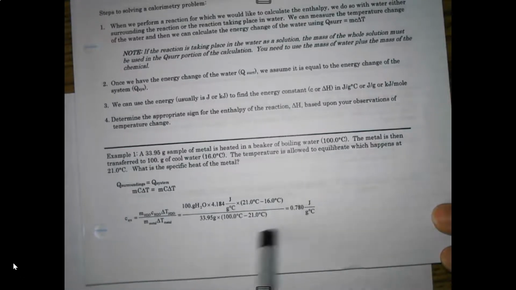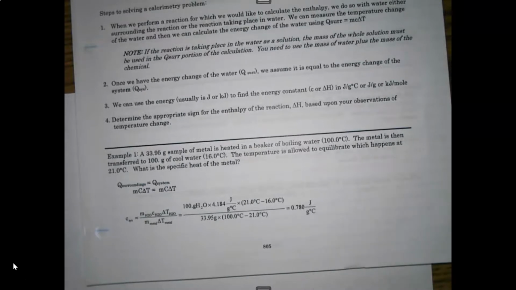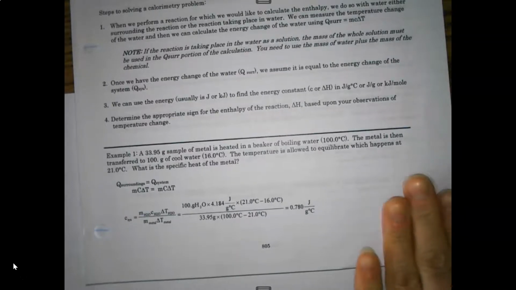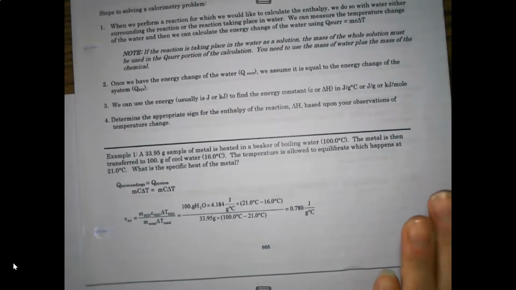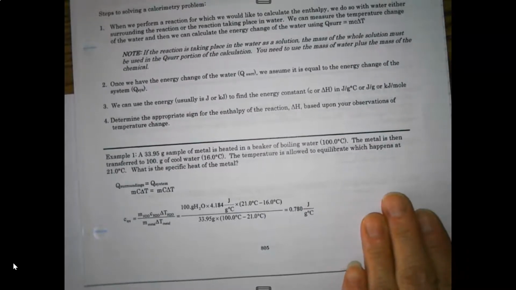Okay, so if I solve that problem, I get the specific heat of the metal is 0.780 joules per gram degree Celsius. So I can go on and use that number to help identify the metal if I need to. Hint, hint, there's an activity that you're going to do in the not too distant future that does that. All right, so here's an example of where we're not doing anything chemical in terms of bonding. All we're doing is changing the temp.